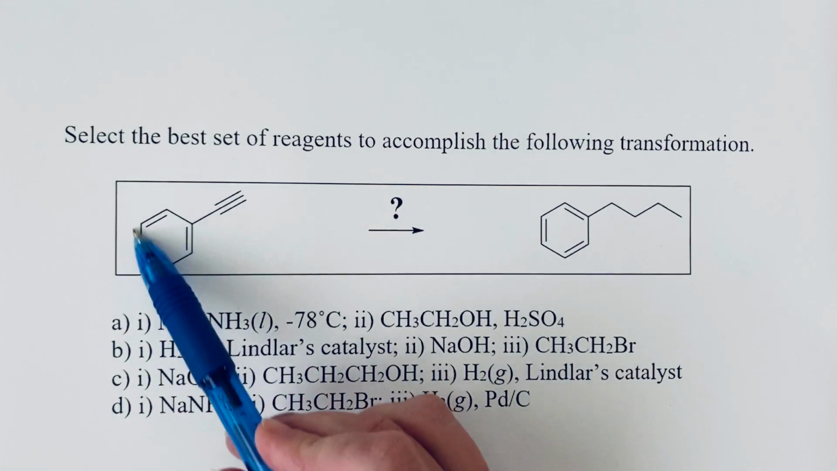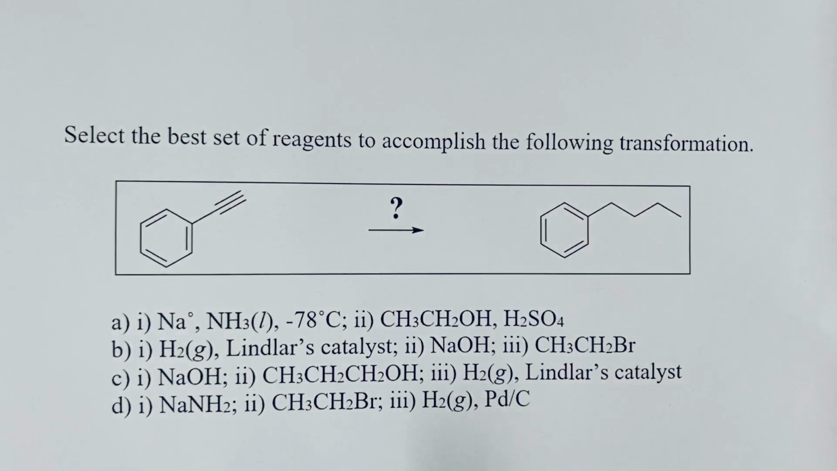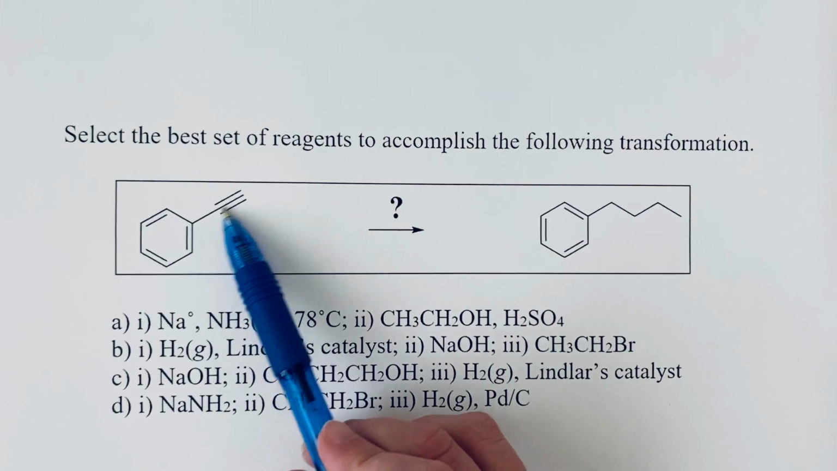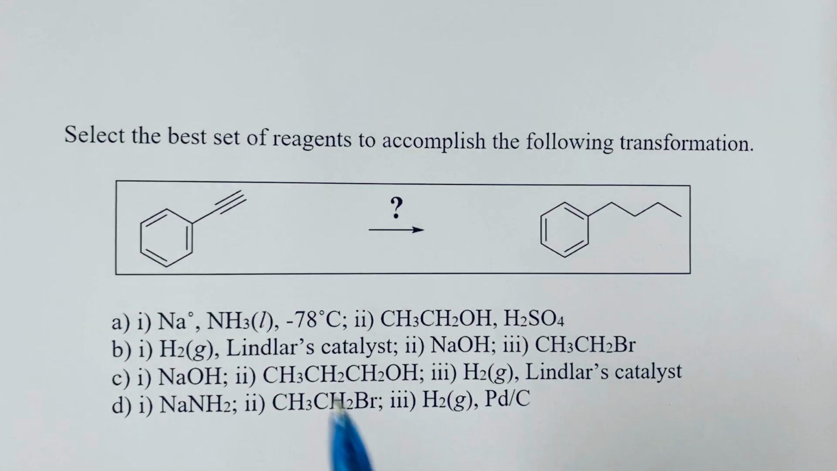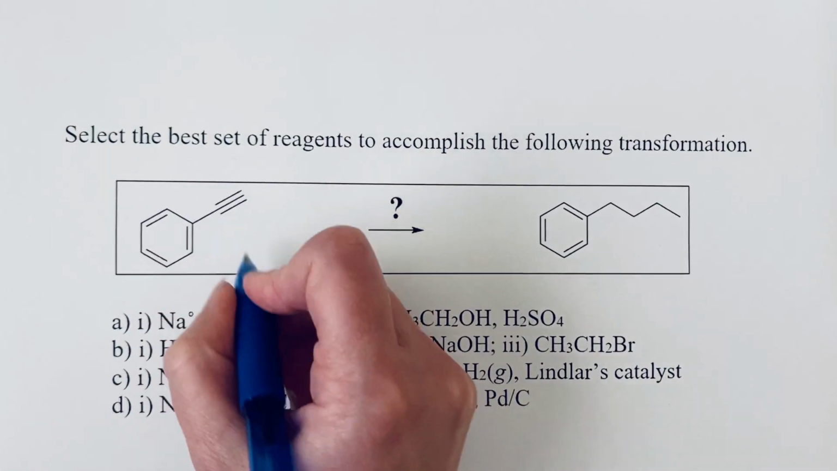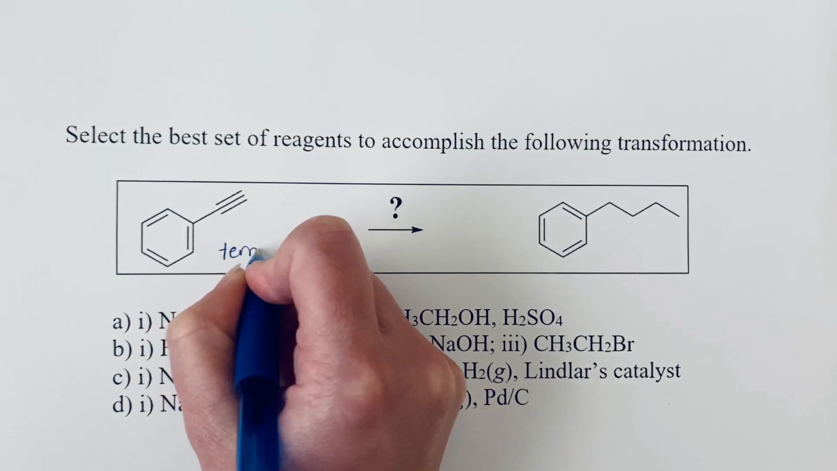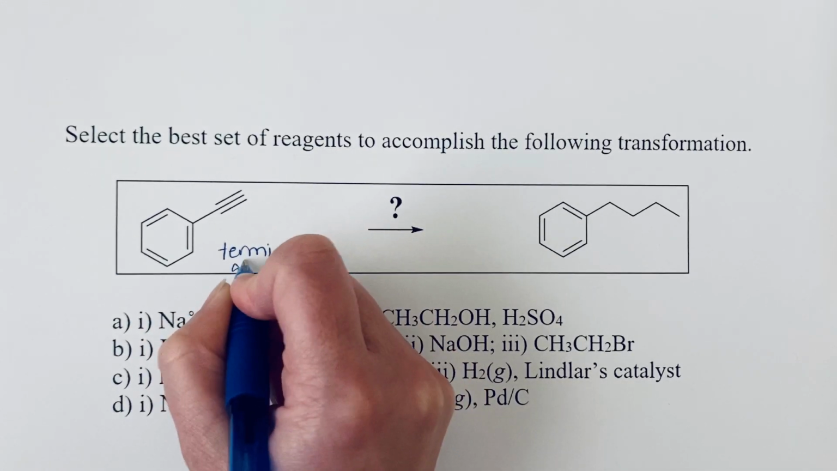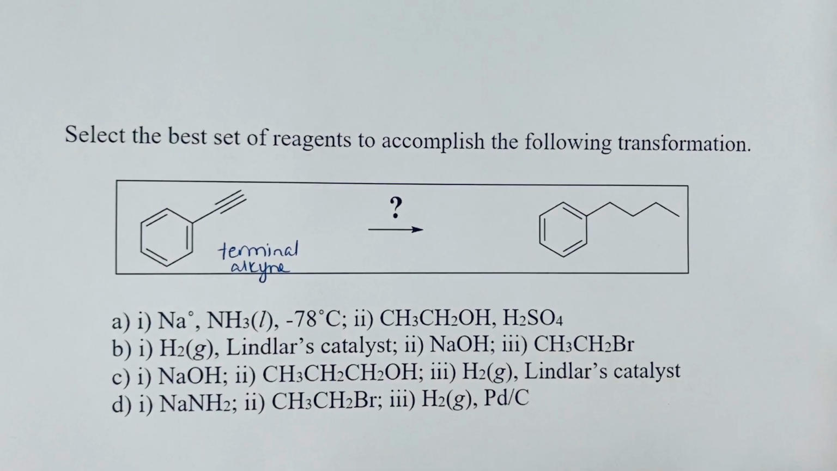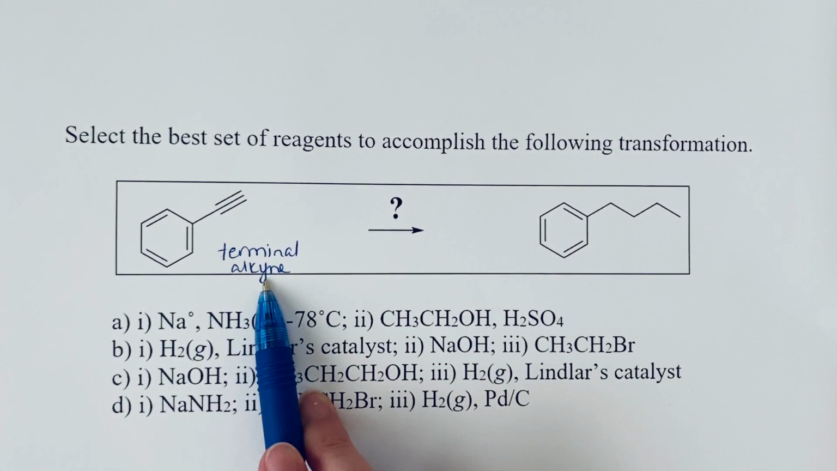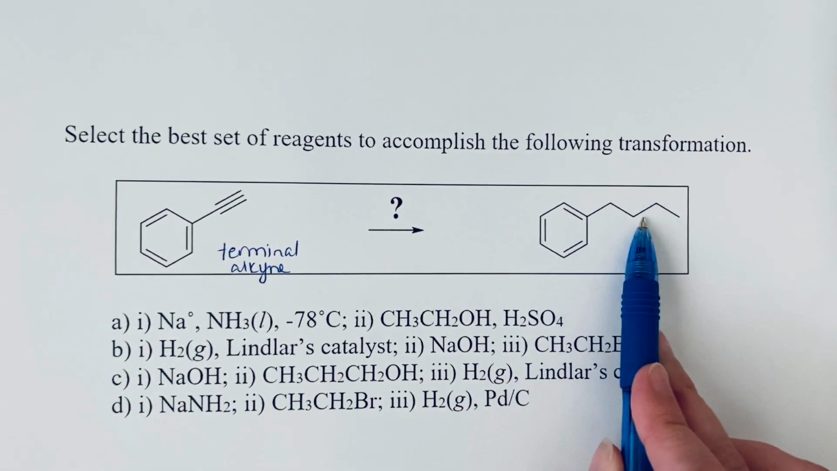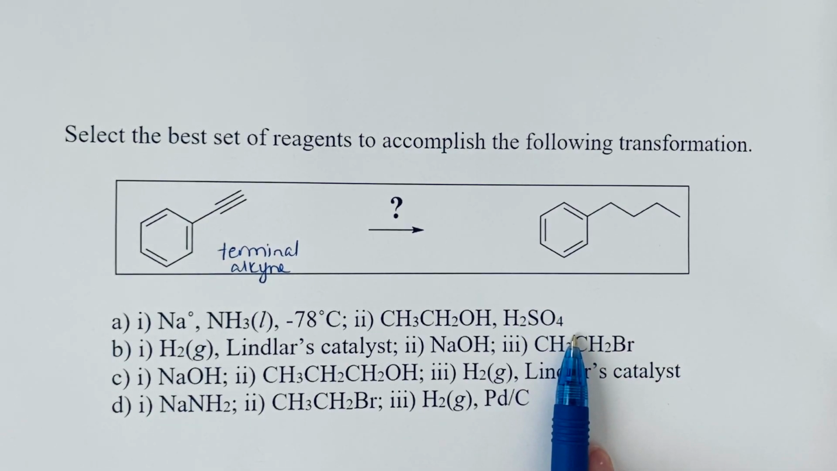So we can see clearly that we have a benzene ring in each structure, and that does not appear to be changing. What appears to be changing is what's attached to the benzene ring. So we are starting with an alkyne, specifically a terminal alkyne. So that is an alkyne that is at the end of a carbon chain. And we're ending up with an alkane that's attached to that benzene ring.